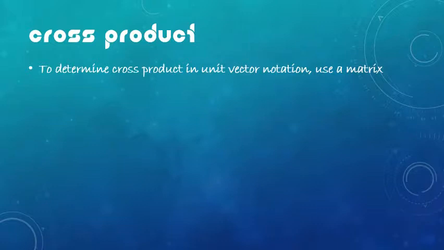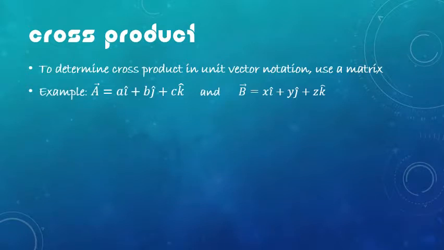But we can also determine the cross product when we have vectors that are in unit vector notation. To do that, we're going to use a matrix. Let's look at an example for that. I want to take the cross product of these two vectors. Vector A is equal to A i hat plus B j hat plus C k hat, where A, B, and C would likely be numbers, though they could also be variables or expressions. And then you'll see my vector B is very similar, but it's X i hat plus Y j hat plus Z k hat. Once again, X, Y, and Z could be numbers or could be expressions.